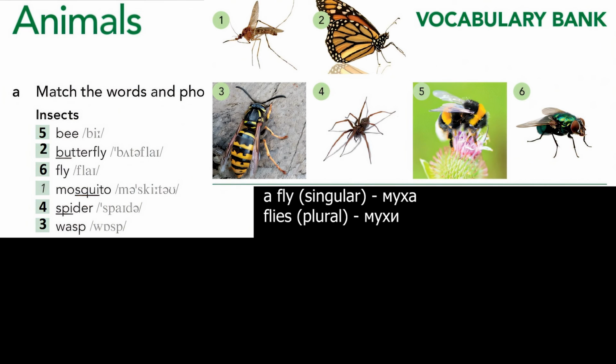Nine point two. Animals. Insects. 5. bee, 3. Butterfly. 6. fly, 1. Mosquito. 4. spider, 2. Wasp.